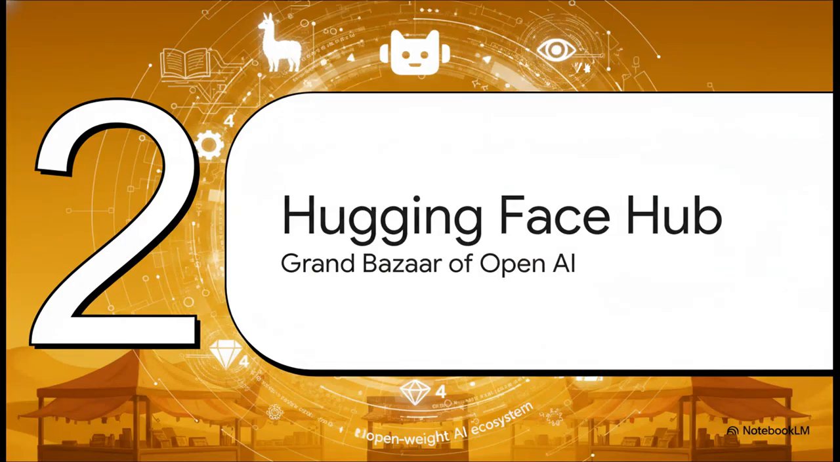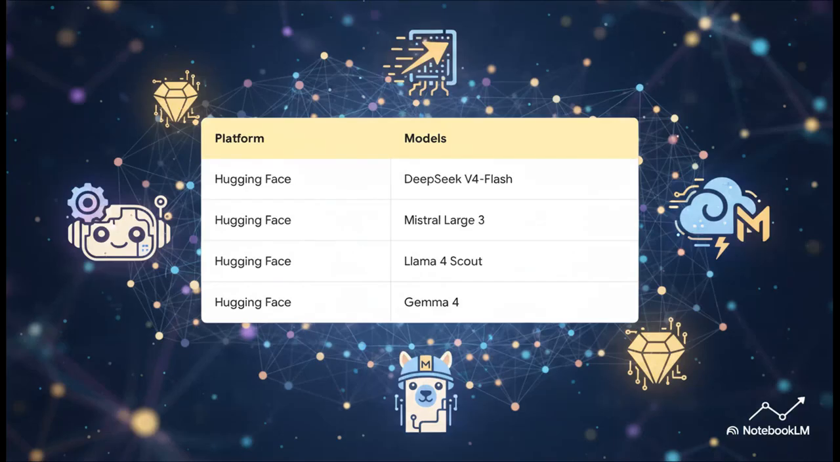Moving right along to Section 2. Hugging Face, the giant hub. This is really the grand bazaar of OpenAI. If you want to download any of these heavy hitters, your absolute first stop is going to be Hugging Face. The sheer unprecedented concentration of computational power sitting on this single platform is just mind-boggling. Hugging Face is the one-stop shop where all these massive, diverse architectures just live side by side. You've got DeepSeek V4 Flash, Mistral Large 3, Llama 4 Scout, and Google's Llama 4 all hosted under one roof. It is an incredible centralization of open-source knowledge.